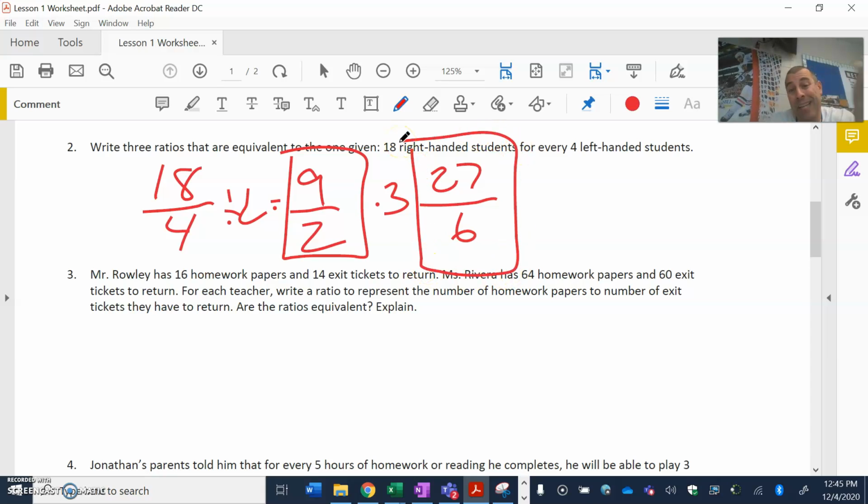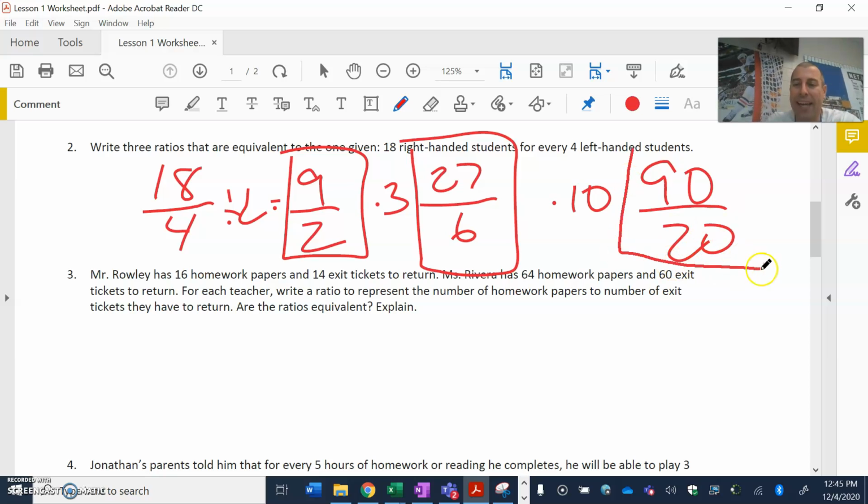And then how about 10? Let's multiply by 10. That's not bad to multiply by. I can use any of these: the 27 over the 6, the 9 over the 2, the 18 over the 4, any of them. I'm going to go back to the 9 over 2 because those numbers are the smallest. That would give me a 90, and that would give me a 20. Again, they're all equivalent. Multiply or divide by the same number, and you've got yourself an equivalent ratio.